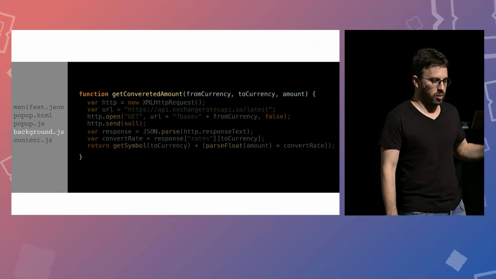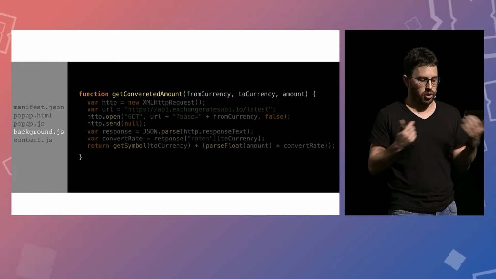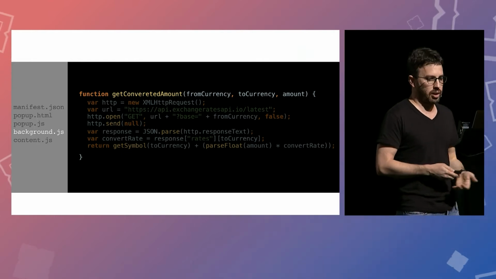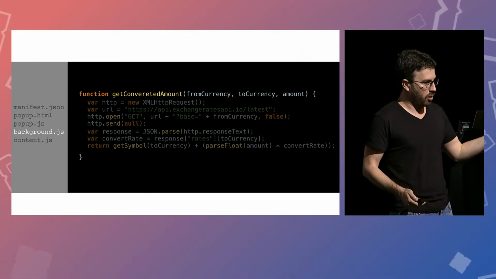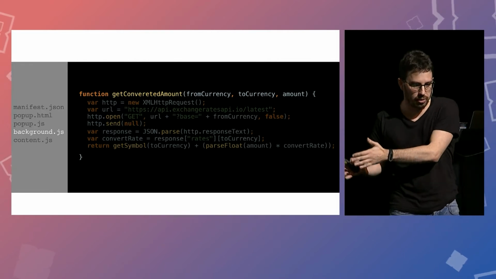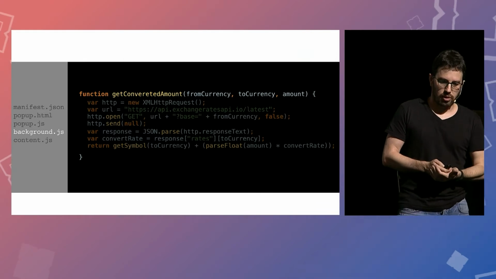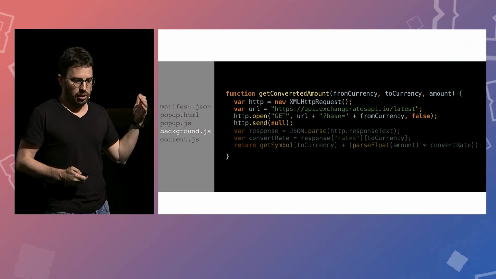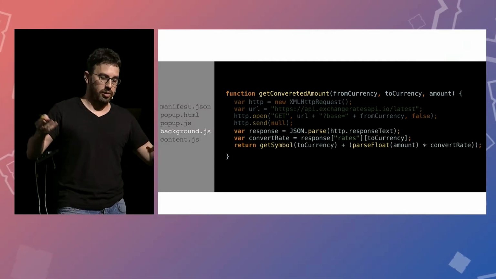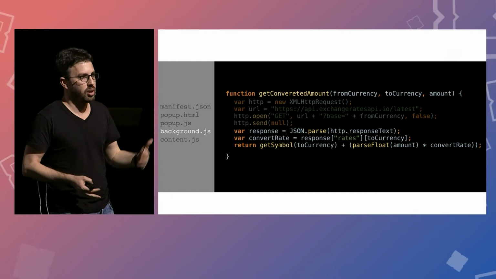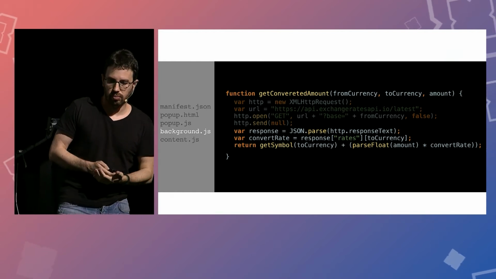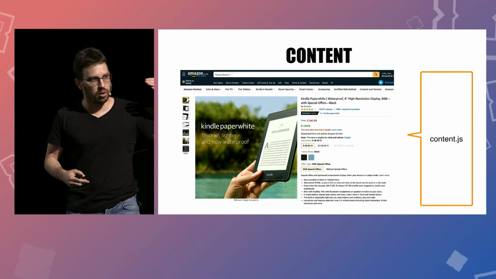Cool. So also, what we have in the background.js is the conversion function. The conversion function gets three parameters: from currency, to currency, and amount. And it returns the new currency and the new amount. As you can see here, it's an XML HTTP request to an external site that returns all the currencies. And once it's returned, we do some simple math just to make the conversion and return it back. So that's for the core context.